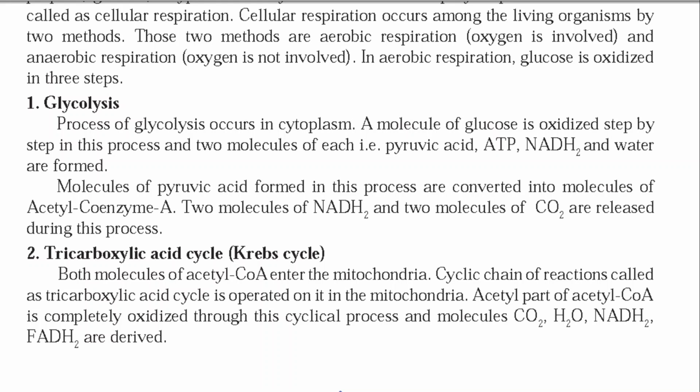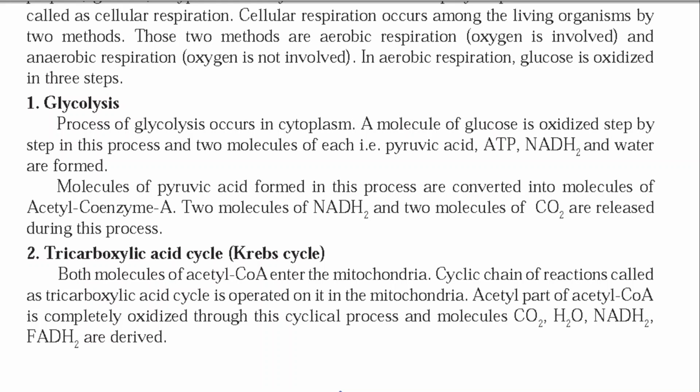This acetyl coenzyme A goes inside the mitochondria, and the second step is carried out, that is the TCA, tricarboxylic acid cycle or Krebs cycle. Krebs is a scientist's name. It is the most important step. When this acetyl coenzyme A enters the mitochondria, it is further oxidized and forms NADH2, FADH2, carbon dioxide and water.